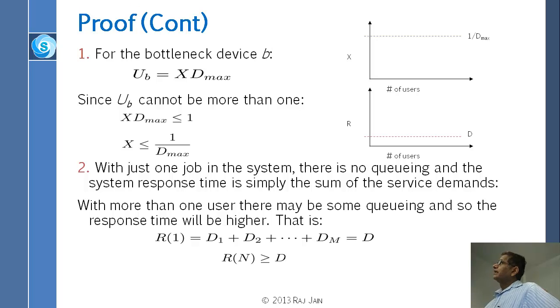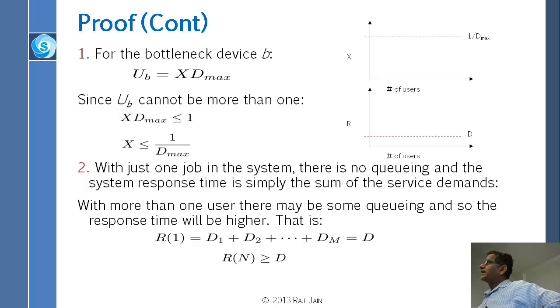First of all, the bottleneck device throughput equals utilization, U_B, equals X times D_max. X is the system throughput, and D_max is basically the bottleneck device's demand. And therefore U_B is equal to X times D_B, and this has to be less than 1. That means X times D_max has to be less than 1, so X has to be less than 1 upon D_max. So you can draw a horizontal line at 1 upon D_max. System throughput can never be more than 1 upon D_max.